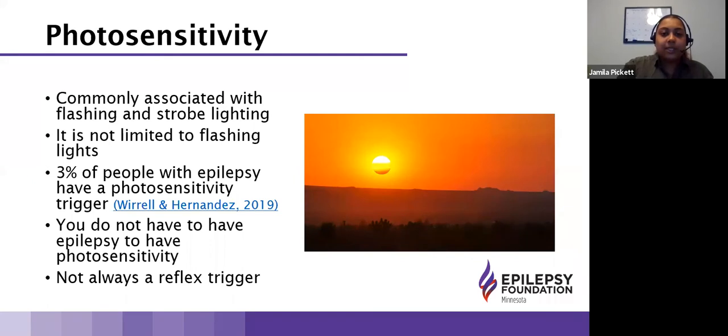The reflex epilepsy that I do want to talk about, a common trigger is photosensitivity. This is commonly associated with flashing and strobe lights, but it isn't limited to that. It can be light from the sun, it can be the regular fluorescent lights you have in your home. About 3% of people with epilepsy have a photosensitivity trigger, but you do not have to have epilepsy to be photosensitive. So being sensitive to lights, pretty much. There are a lot of conditions that are associated with photosensitivity, and there are also just human things in general that are associated with photosensitivity.